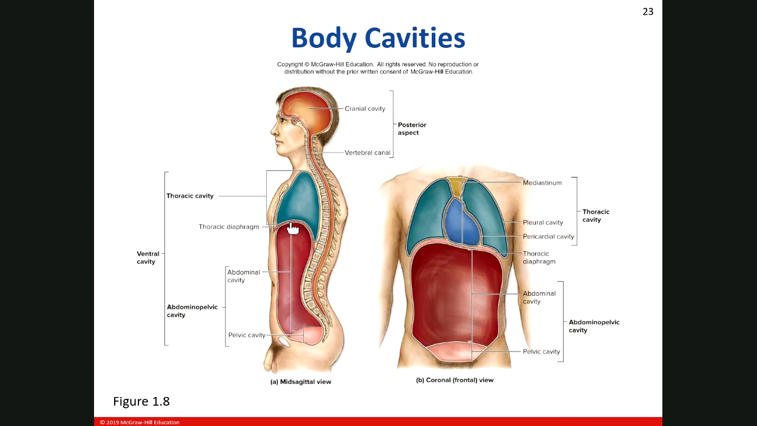And then you've got this guy right here. This is the diaphragm. The diaphragm divides the thoracic cavity from the other cavity, which is called the abdominopelvic cavity. And then we're going to further subdivide the abdominopelvic cavity into the abdominal cavity and the pelvic cavity.